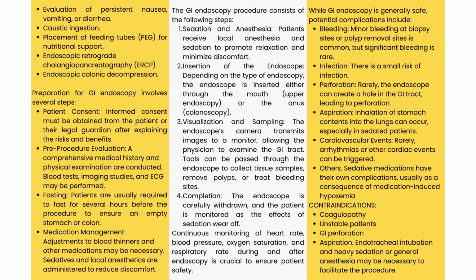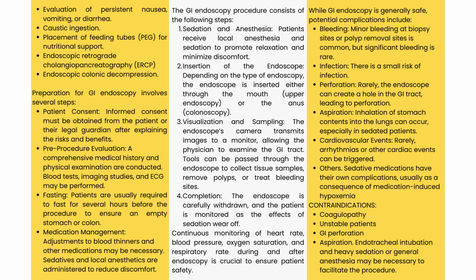Preparation for GI endoscopy involves several steps. Patient consent: informed consent must be obtained from the patient or their legal guardian after explaining the risks and benefits. Pre-procedure evaluation: a comprehensive medical history and physical examination are conducted. Blood tests, imaging studies, and ECG may be performed. Fasting: patients are usually required to fast for several hours before the procedure to ensure an empty stomach or colon.